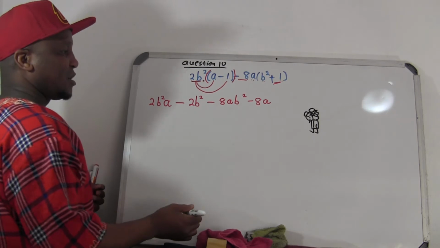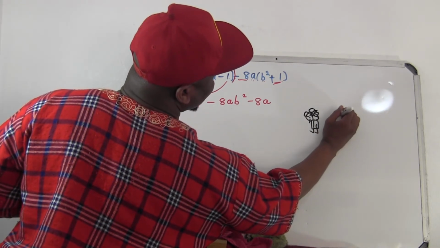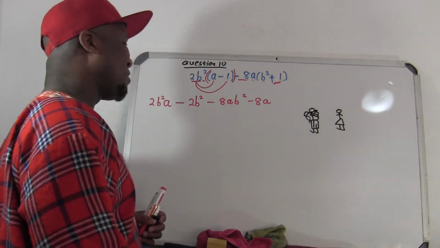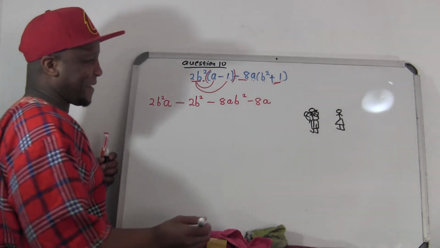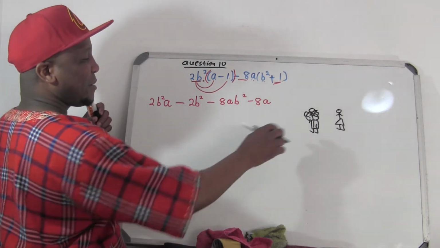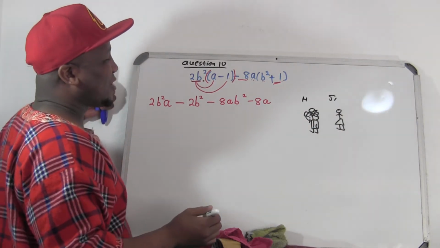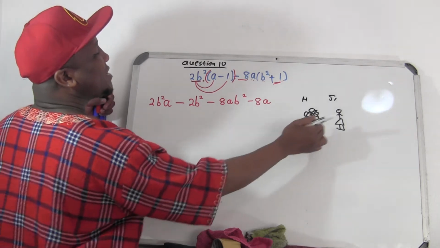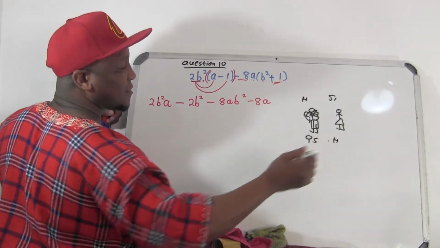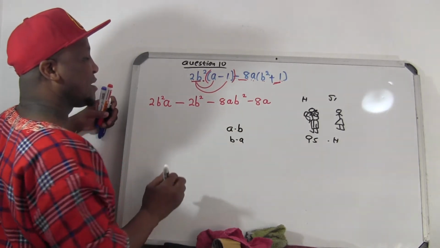Okay, this is Hamish, and this is, let's say, Hamish's sister. Now, if you say Hamish and sister, or sister and Hamish, it's the same thing. So if I say A times B, and if I say B times A, it's the same thing. You know what I'm saying?